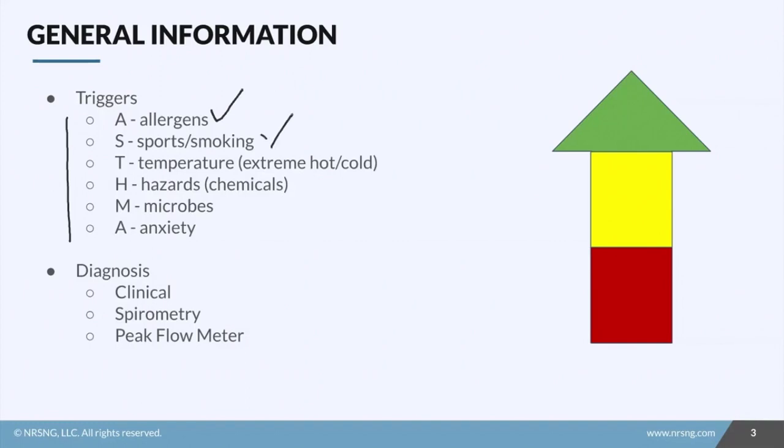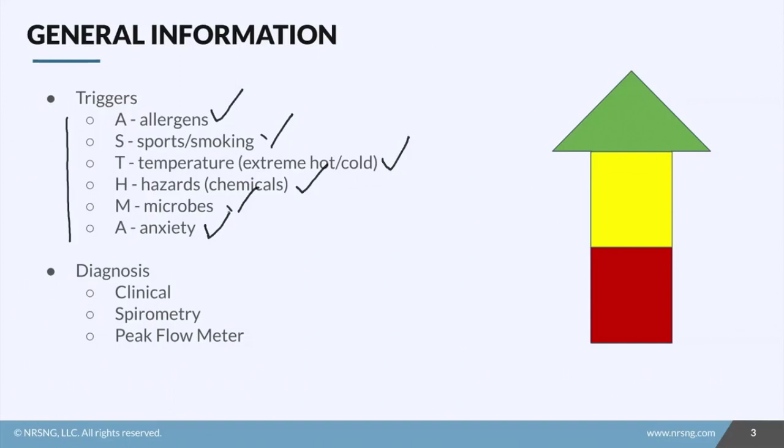S is for sports and smoking. T is for temperature, so extreme temperatures, hot and cold. H is for hazards, so chemicals and irritants that are going to be upsetting those lungs. M is for microbes. Microbe just means that infections can trigger an asthma exacerbation. And then last but not least is anxiety. So just always remember that anxiety can worsen or trigger an asthma exacerbation.